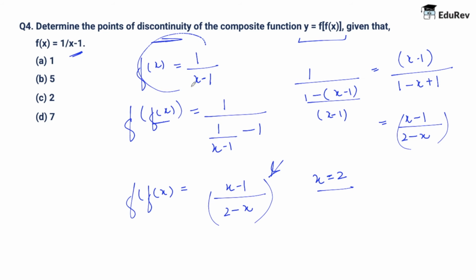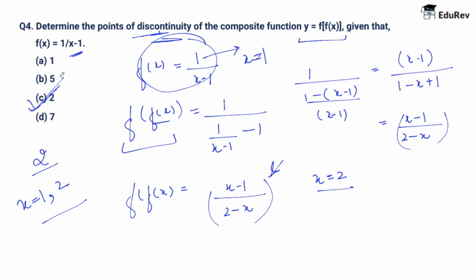Similarly, f of x will be not defined at what? x equals 1, because when I substitute x equals 1, the function is going to be 1 upon 0. So this function will be not defined. Therefore, the function f of f of x will be not defined, or I can say discontinuous, at 2 points, that is x equals 1 and x equals 2. So the total points of discontinuity will be what? That is option number C, that is 2. So I hope you people understood this.